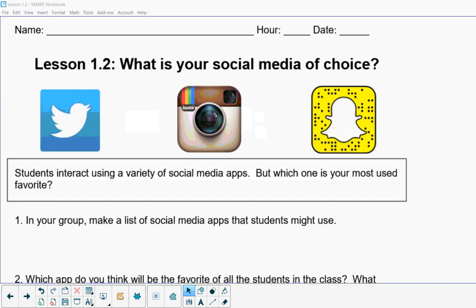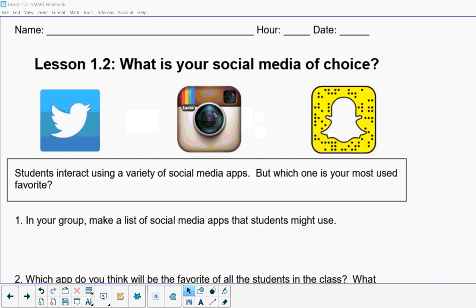Lesson 1.2, what's your social media of choice? We know that students interact using a variety of social media apps, but which one is your most used favorite? So typically what we would do is we would make a list of social media apps that you might use. We've got Twitter, which is now known as X, Instagram, Snapchat, TikTok, and a bunch of others.